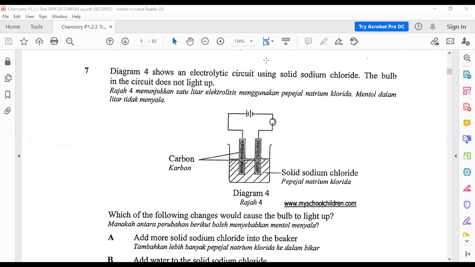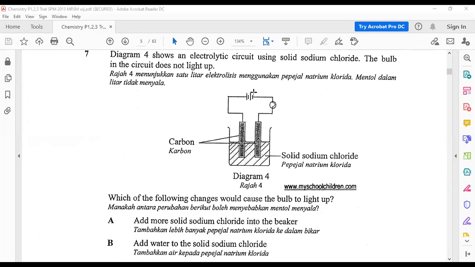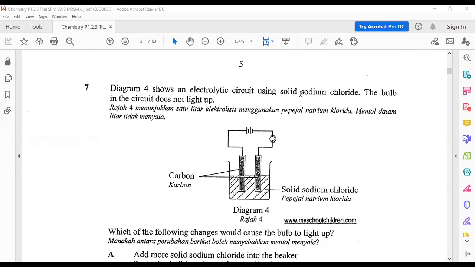Now, according to question 7, it shows an electrolytic circuit using solid sodium chloride. Now, the keywords here will be the solid. Okay, now what can you tell about solid? Some response from you, please. What can you tell about the word solid? No free moving ion. Okay, no free moving ions. Good. Now, this is for everybody. When you see solid, meaning no free moving ions.